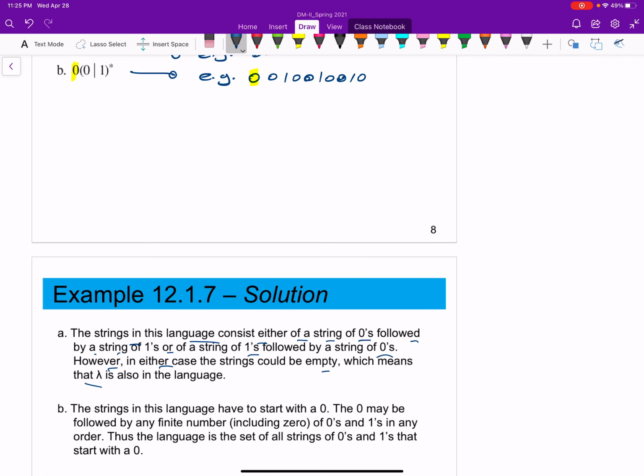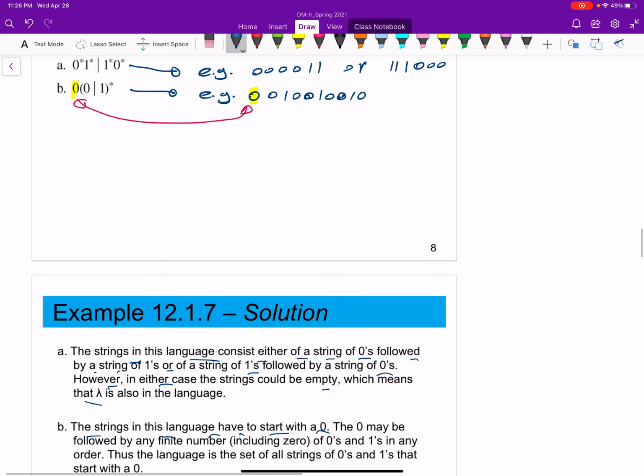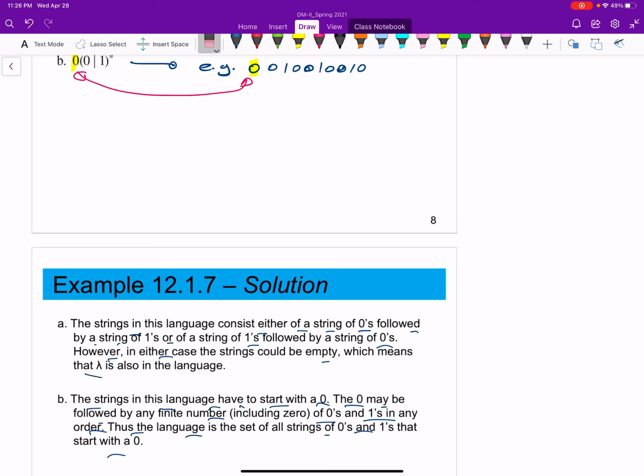Next part B. The strings in this language start with 0. I explained it should have this start 0. The 0 may be followed by any finite number of zeros and ones in any order. Thus, the language is the set of all strings of zeros and ones that start with 0. Okay, that I already explained.